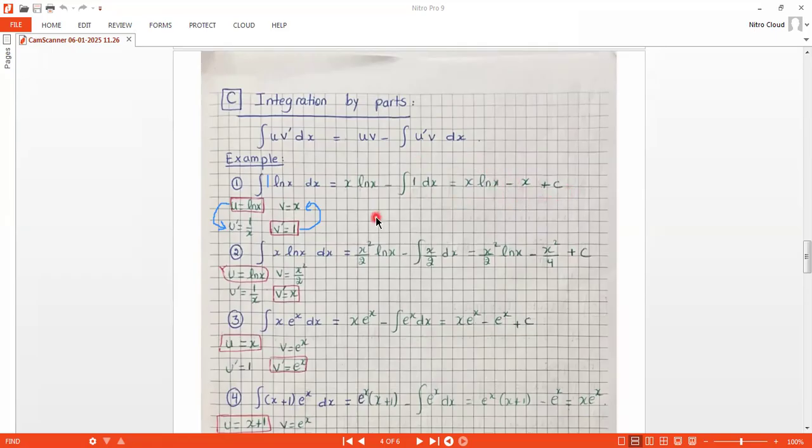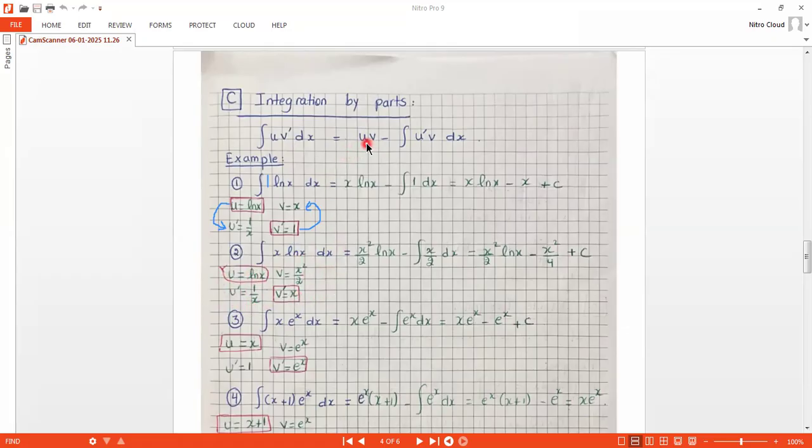I'm going to solve another exercise. Here we have x ln x. I have two functions, x and ln x. You have to choose one to be u and one to be v prime. As I told you, every time you have ln x, you have to pick it as u. So the derivative of u is 1 over x, and the integral of x is x squared over 2.